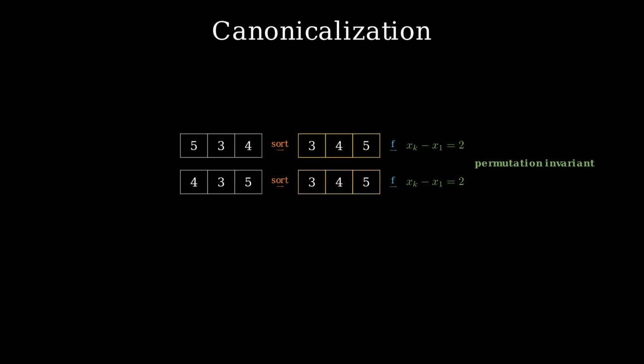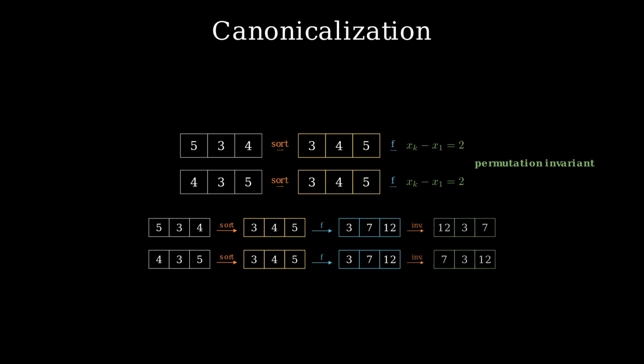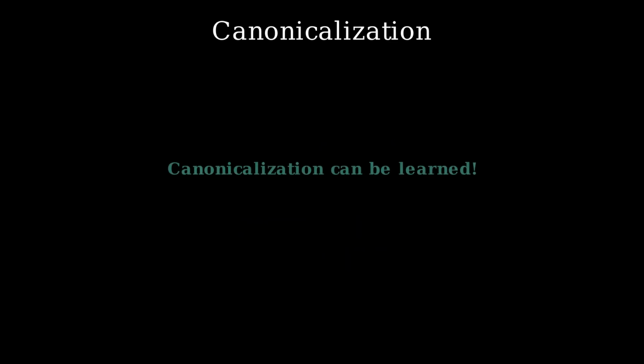This is permutation invariance. For permutation equivariance, we add one step. After applying f in canonical space, we invert the original sorting permutation to map the output back to the input's order. Different input permutations use different sort permutations, so inverting them produces outputs correctly related by that permutation. Equivariance is preserved. And canonicalization does not need to be handcrafted. It can be learned by a neural network, and recent work has shown this is effective in practice across multiple domains.